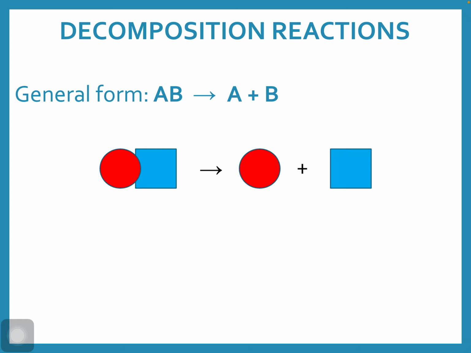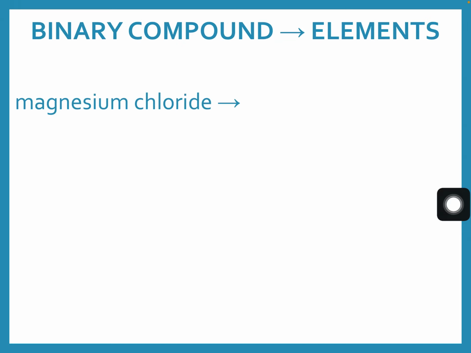The general form for a decomposition reaction is AB, so one larger compound breaking down into A and B, and these can be two elements, an element and a compound, or different compounds. So if I have a binary compound, that is going to break down into its elements. For example, magnesium chloride is made up of the elements magnesium and chlorine. And so those are the elements that this is going to break down into, so you would need to be able to predict that.